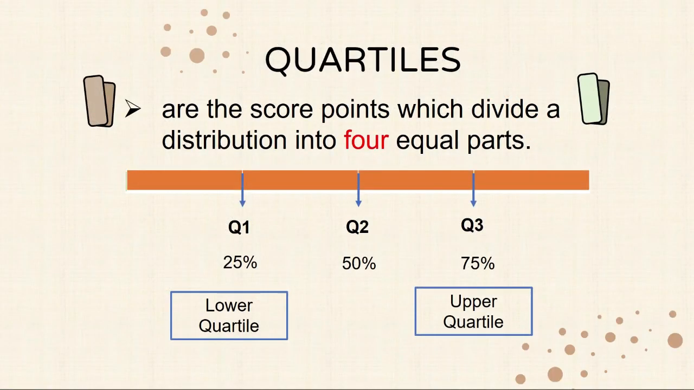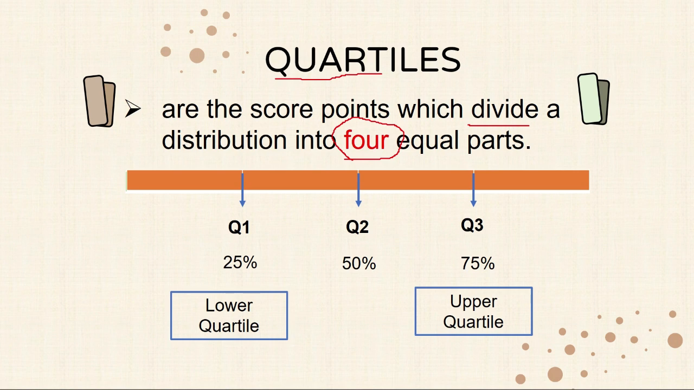Let's start with the first measure of position, the quartiles. Quartiles are the scores which divide a distribution into four equal parts. To make it easier to remember, the hint is already in the name quartiles, which is the first five letters, quart. Quart means four. So it divides a distribution into four equal parts. Let's see this illustration.